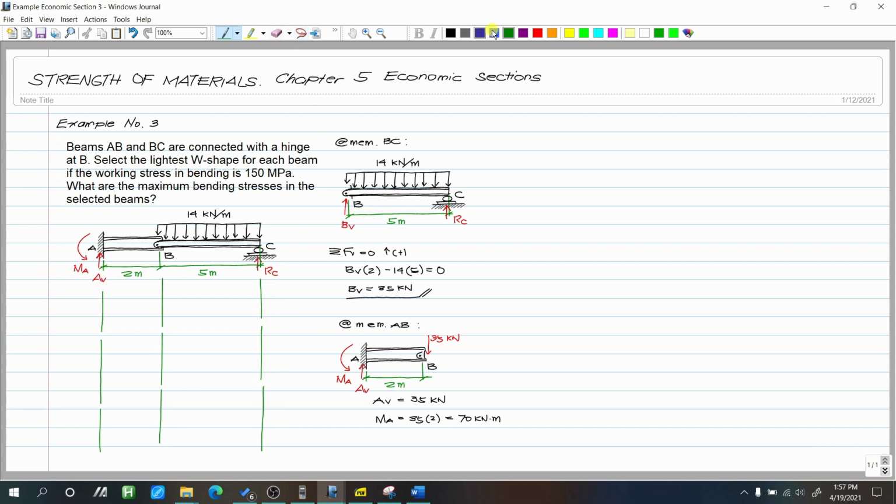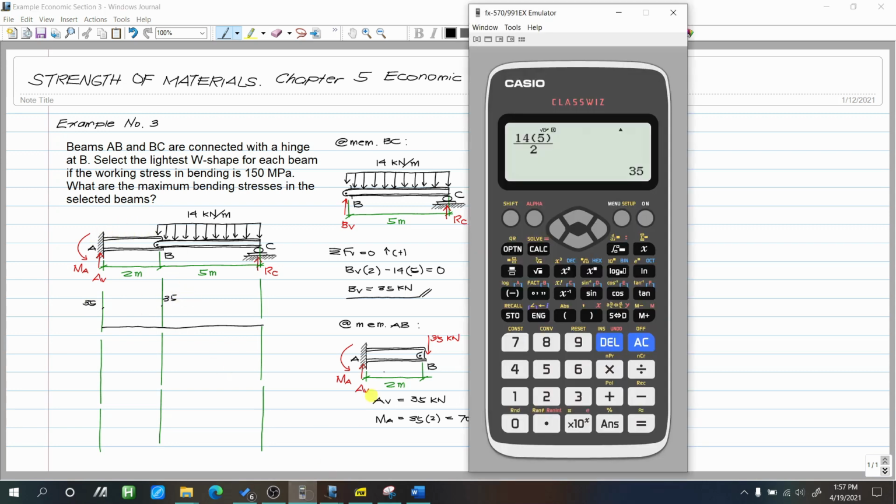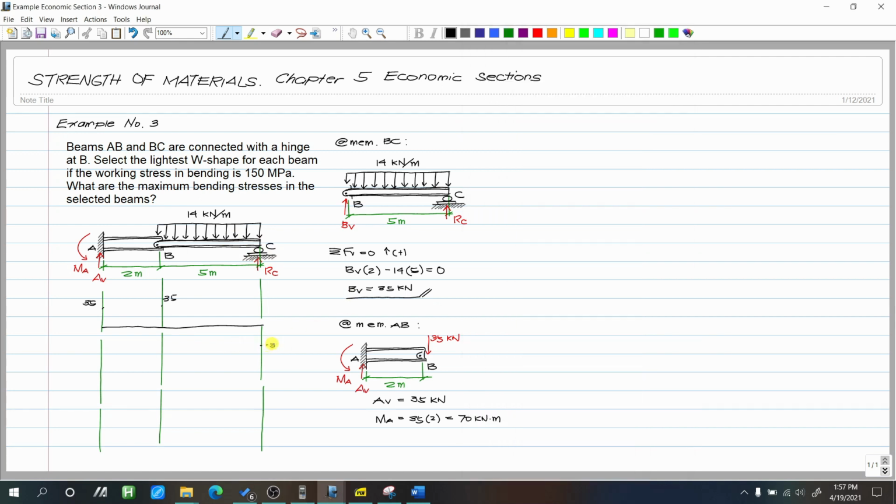Ayan. So, shear diagram. So, 35 to, yung AB natin. So, positive 35, then positive 35 din to kasi wala namang load dito sa AB. Then, 35 minus, para sa point C, minus 14 multiplied by what? By 5. Okay, so negative 35. So, negative 35. Then, negative 35 plus RC, which is also equal to 35. So, 0.